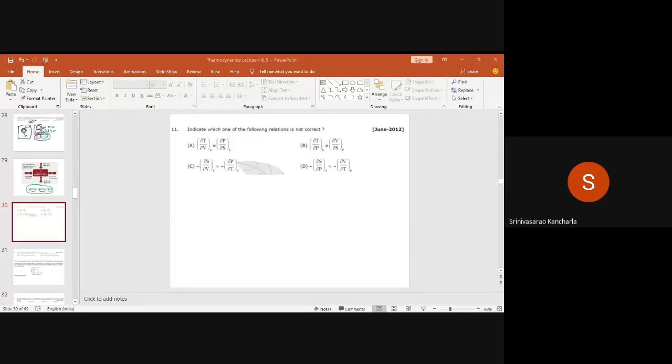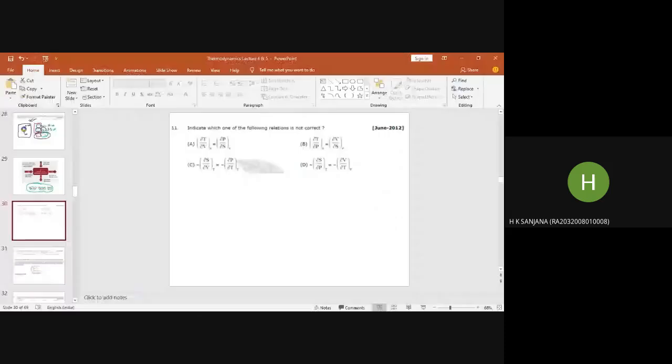First is not correct, sir. Okay. The fourth is also not correct. How are you solving this? What is the method that you are following? Maxwell equation. Okay.